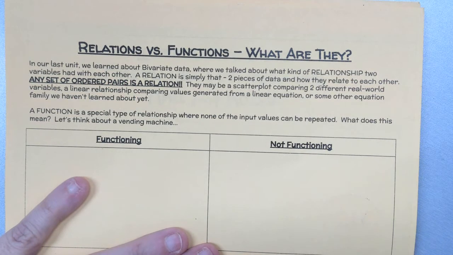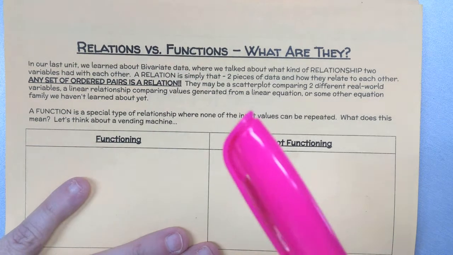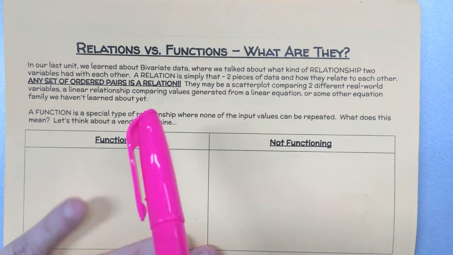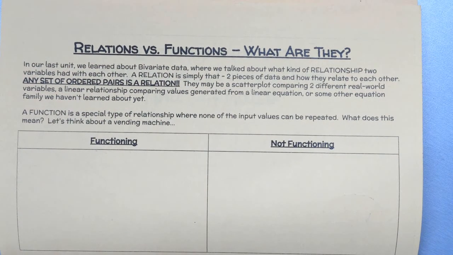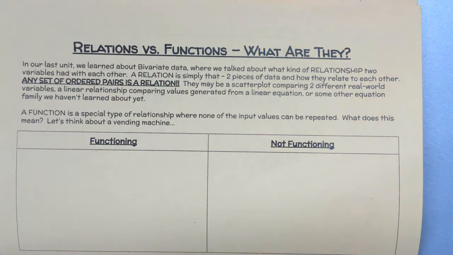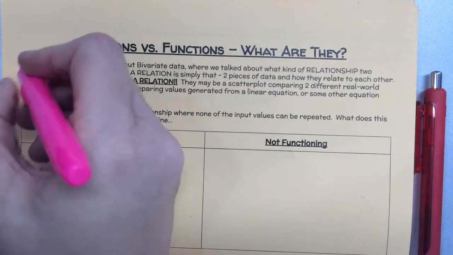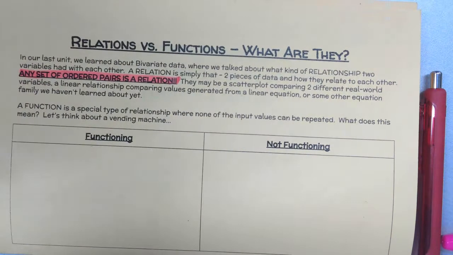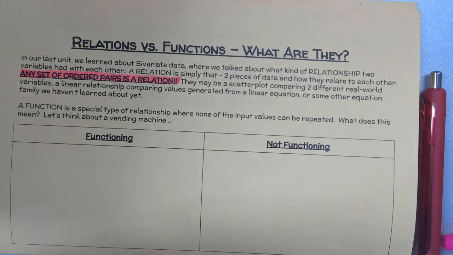And we're going to be talking about relations and functions. Relations are any set of ordered pairs. It might be a scatter plot, it may be a linear relationship, maybe something in the real world, maybe a family that we haven't even learned about yet, okay? But a relation is any set of ordered pairs. So here's what that means: a relation is anything I can graph. If I can graph it, it's a relation.